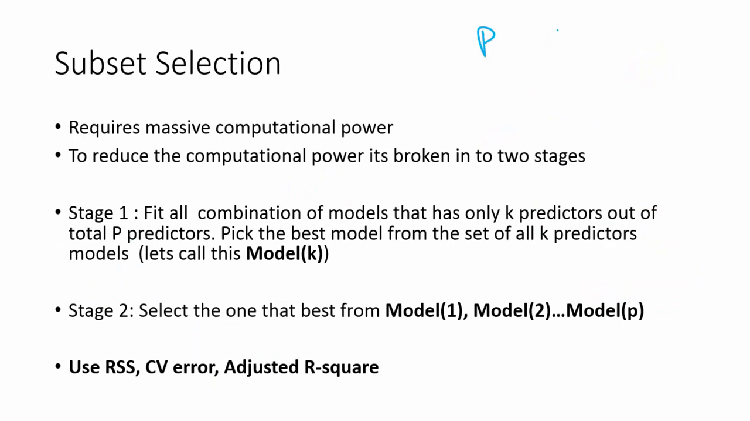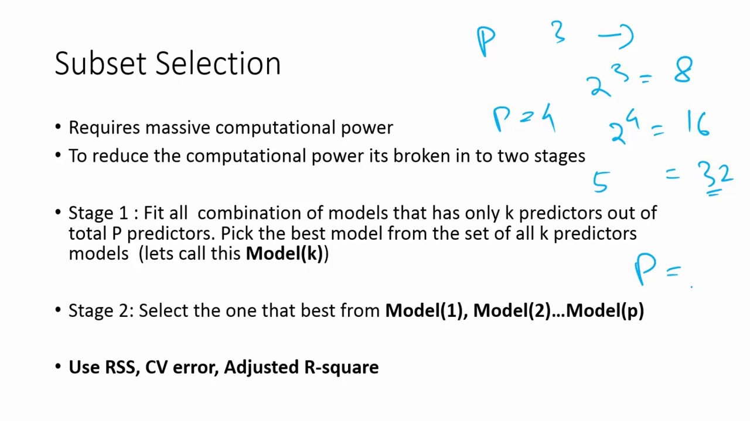If p is, let's say, 3, then the total number of models is 2 to the power 3, which is 8. If p is 4, then it's going to be 16. If p is 5, it's going to be 32. But if p is 10, you're going to have a very huge number of models, and that's very difficult, right? So it requires massive computational power, and you don't always have that available.